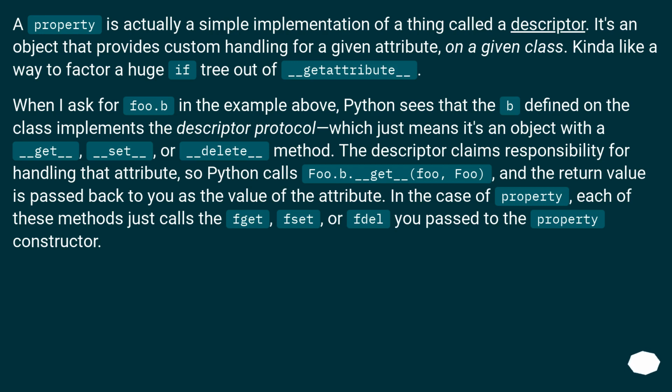descriptor protocol, which just means it's an object with a __get__, __set__, or __delete__ method. The descriptor claims responsibility for handling that attribute, so Python calls foo.b.__get__(foo), and the return value is passed back to you as the value of the attribute. In the case of property, each of these methods just calls the fget, fset, or fdel you pass to the property constructor.